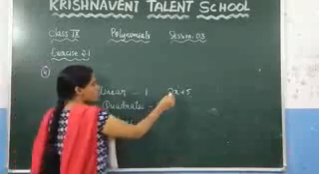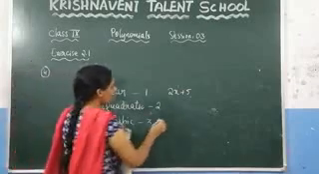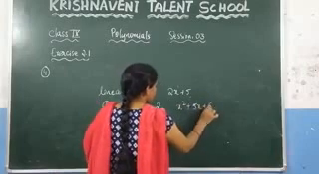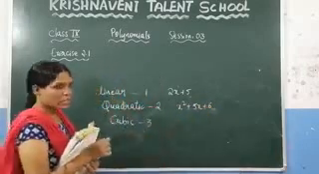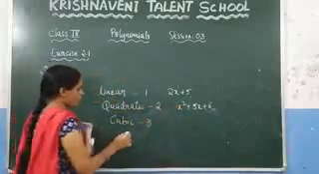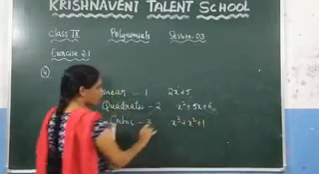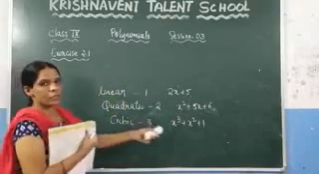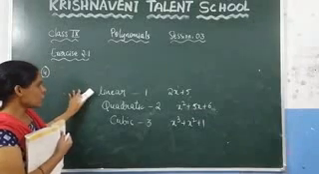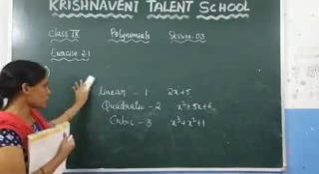What is meant by the degree? The power of the variable. The highest power of the variable, we call the degree of the polynomial. For quadratic, you can write x square plus 5x plus 6. What is the highest power here? 2. Since the degree is 2, it is a quadratic polynomial. And a cubic polynomial is x cube plus x square plus 1. Anything you can write, but the highest power should be equal to 3. So, if the power is 3, we call it cubic. If the degree is 1, it is linear, if it is 2, it is quadratic, and if it is 3, it is cubic.